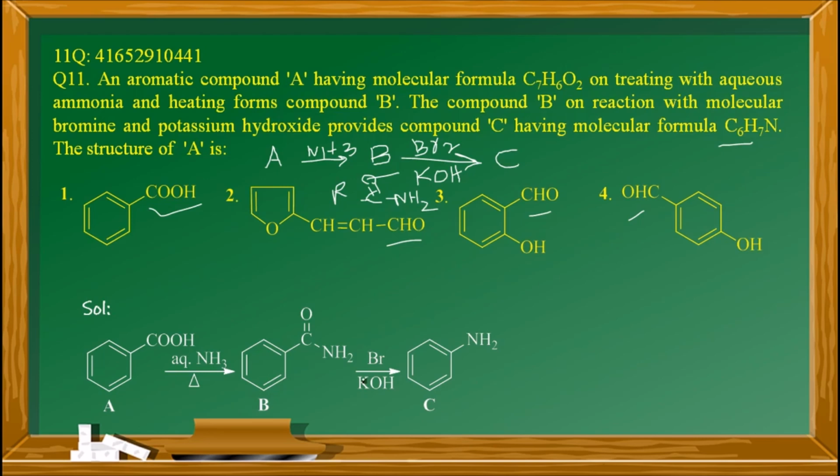Rearrangement takes place and it produces this carbonyl group and gives aniline. Let us see the carbons. The starting material is C7H6O2: 1, 2, 3, 4, 5, 6 and 1 is 7, H6, and O2. Yes, the starting material is correct, friends. Next, the product: carbons are 6, nitrogens are 5 plus 2, 7, and nitrogen is 1. So C is matching and N is matching. So option number 1 is the correct option, friends.